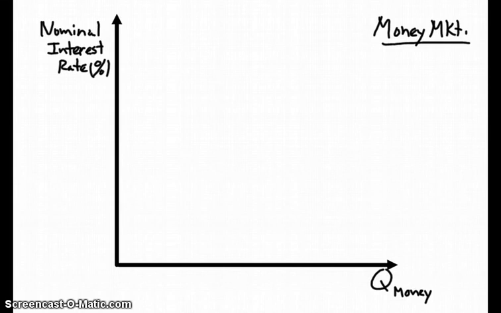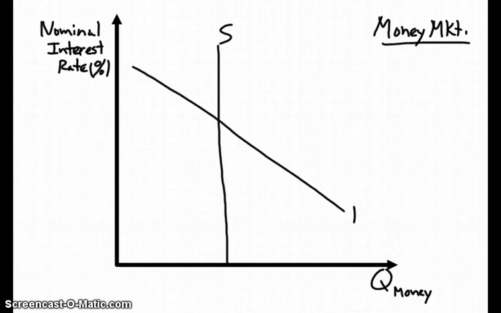Then they want us to turn our attention to the money market graph. I've already set up the axes here. Quantity of money is on the X. Nominal interest rate is on the Y. And we want to show the effect of the policy that we just undertook. So first of all, we have to have the original supply of money and the demand for money. Looks like that. We can call this quantity Q1, and we've got our original equilibrium nominal interest rate at R1.